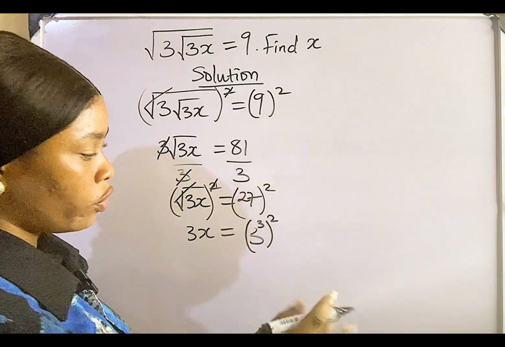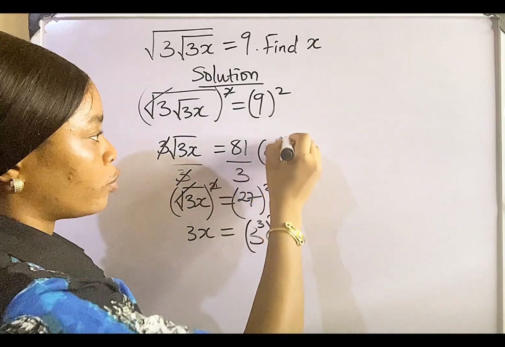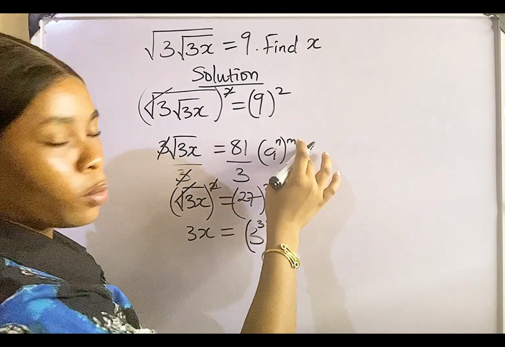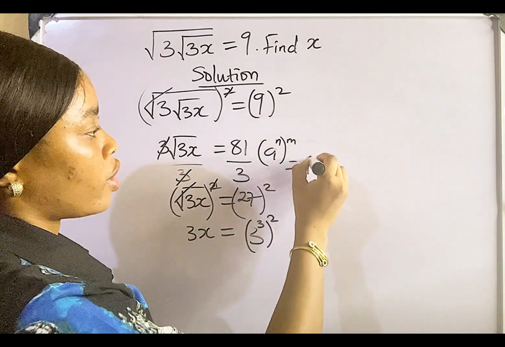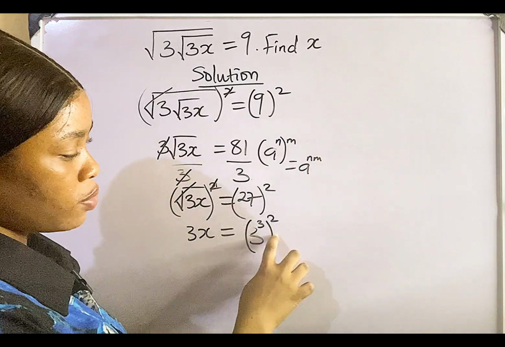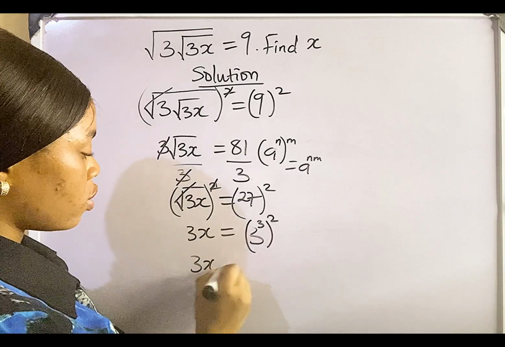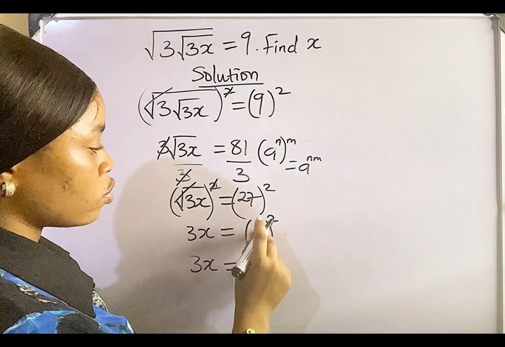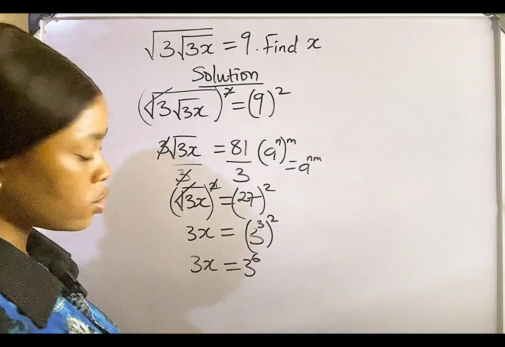Now if you remember our law of indices, that when you have a raised to the power of n all raised to the power of m, we do the power multiplication law, whereby this becomes a raised to the power of nm. The powers multiply each other, so the same thing applies here. So you have 3x equals 3 raised to the power of 3 times 2, that's 6. Now you see that we are heading somewhere.